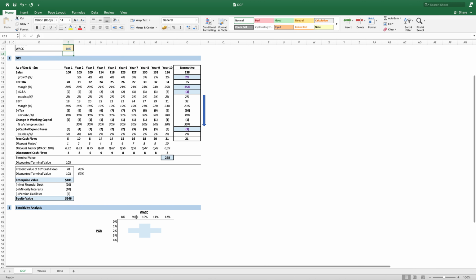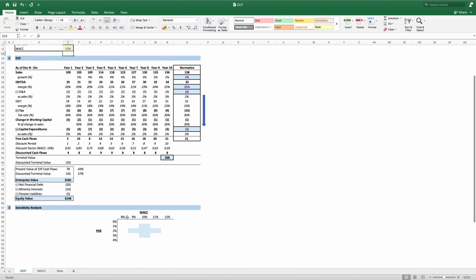we just put a small table here, which is called sensitivity analysis. Usually in the presentations, below the DCF table, you would have this small sensitivity analysis that would enable the reader to understand how the valuation would move depending on the WACC and the PGR assumption that are used.